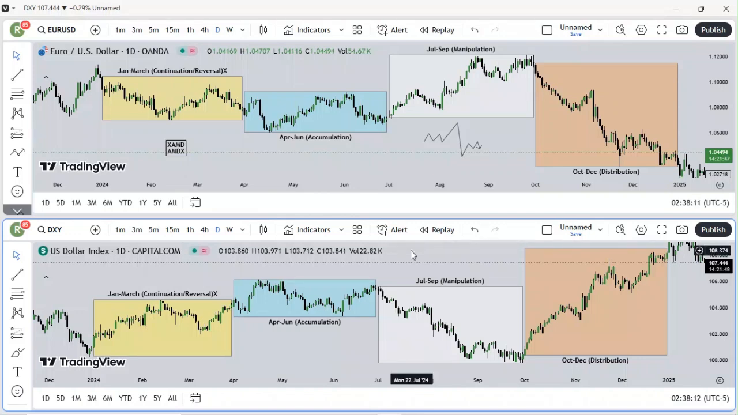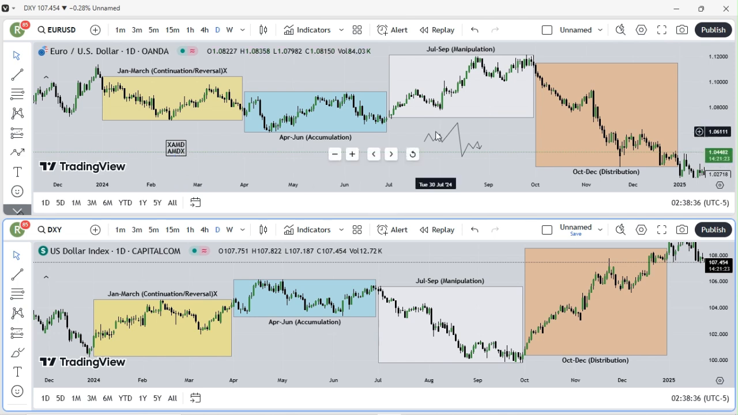Today we have a new jam that I want to share with you guys. First of all, I want to start by making you understand the difference between XAMD and AMDX, which is continuation or reversal, accumulation, manipulation, distribution, or it's accumulation, manipulation, distribution, and continuation or reversal.